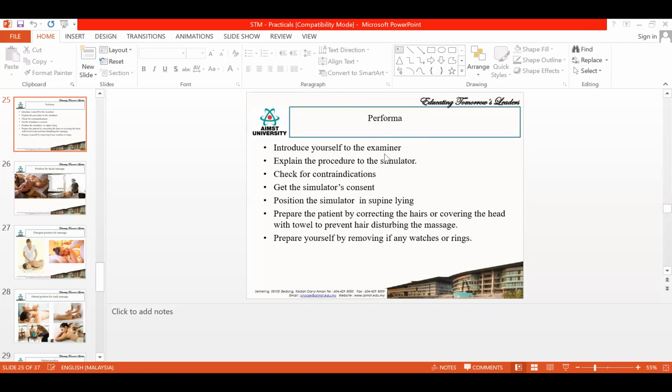Introduce yourself, then explain the procedure to the stimulator. When you are explaining, you need to explain what is the patient problem, what you are going to do, and how it is going to help them. So you need to explain in these three aspects. Then check for the contraindication, get their consent. After that, you have to position the stimulator.